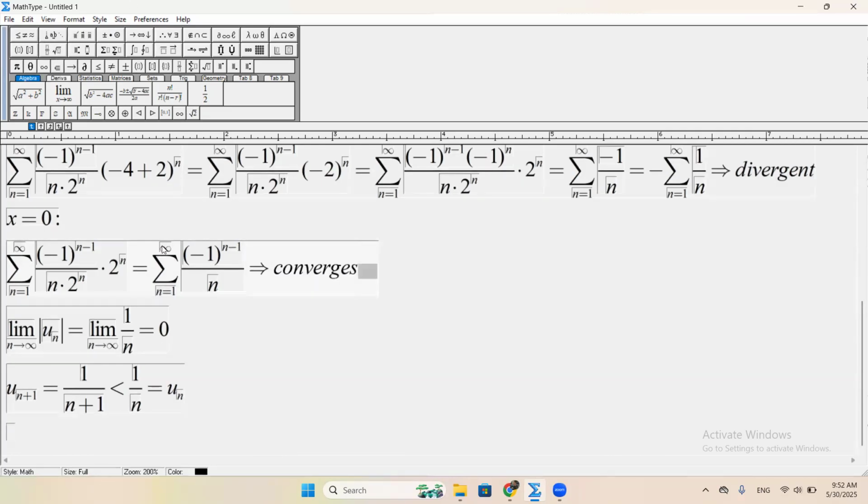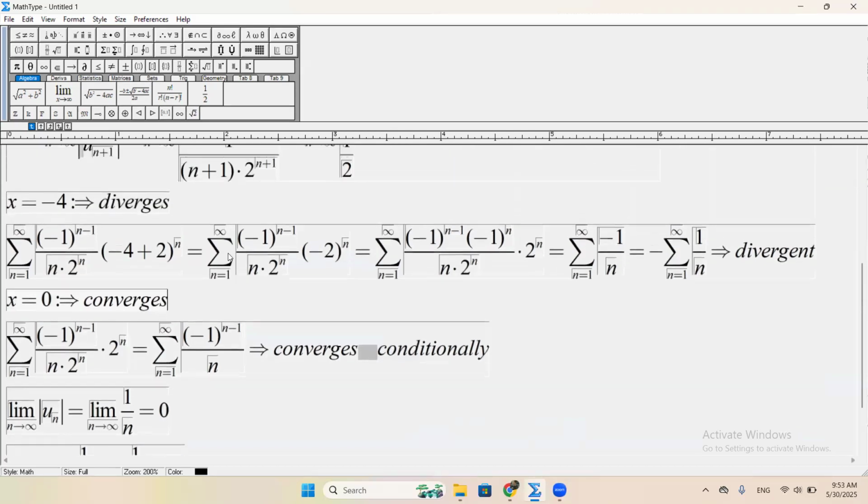It converges conditionally because the series formed with the modules is a harmonic series that diverges. So it converges conditionally, but even if the numeric series in such a case converges conditionally, we conclude that the power series converges at this point. It doesn't matter if it converges conditionally or absolutely.